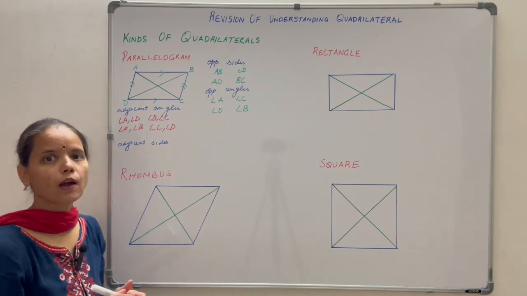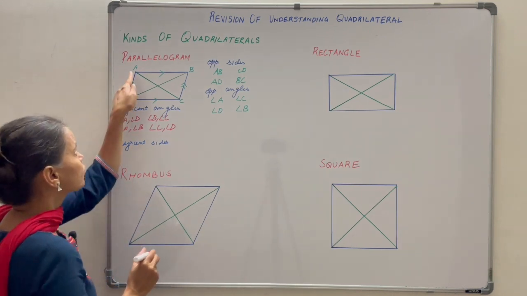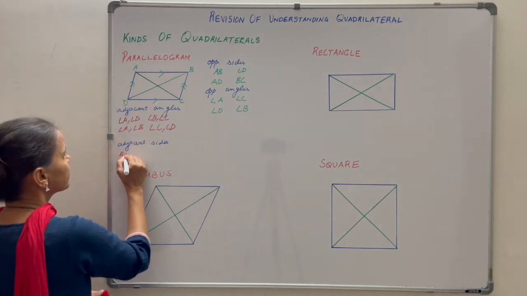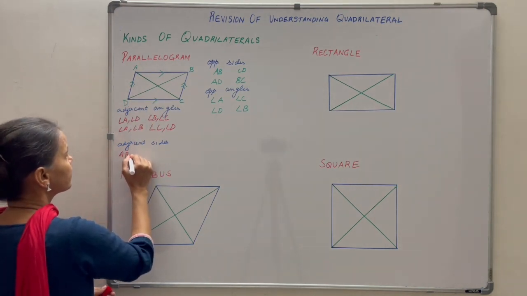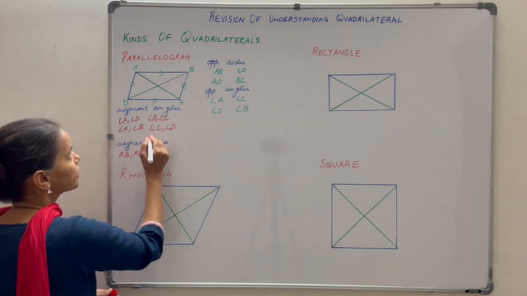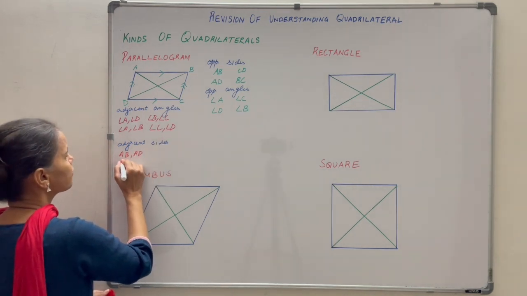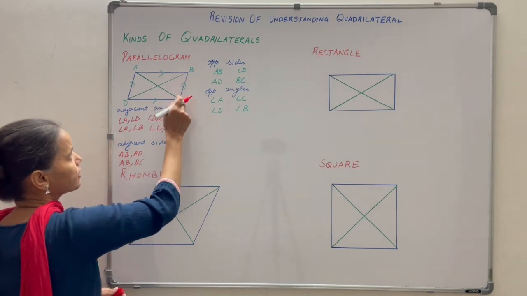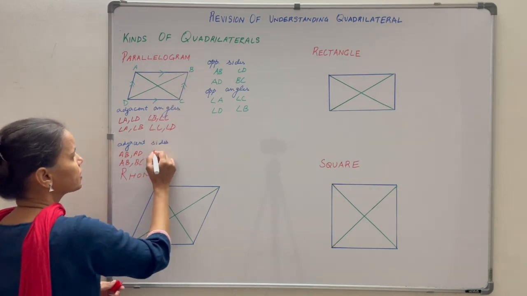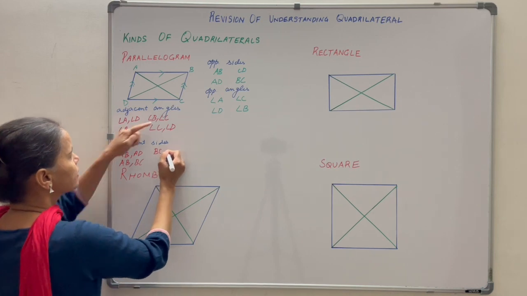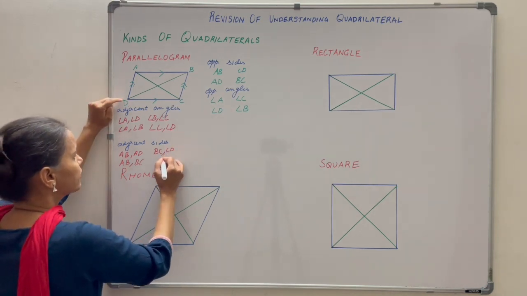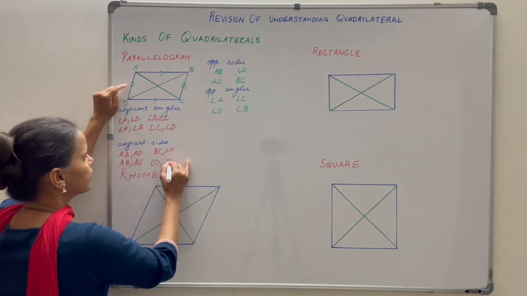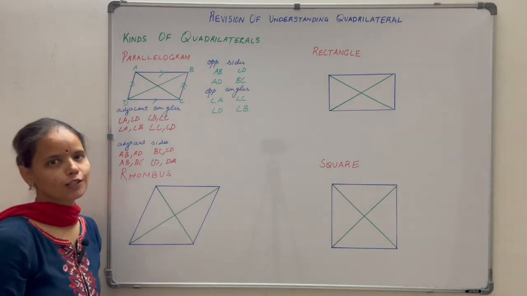Adjacent sides will have one point in common. So if I take point A, then adjacent sides will be AB and AD. If I take B, then we have AB and BC. If I take C, then we have BC and CD. If I take D, then we have CD and DA as the adjacent sides.